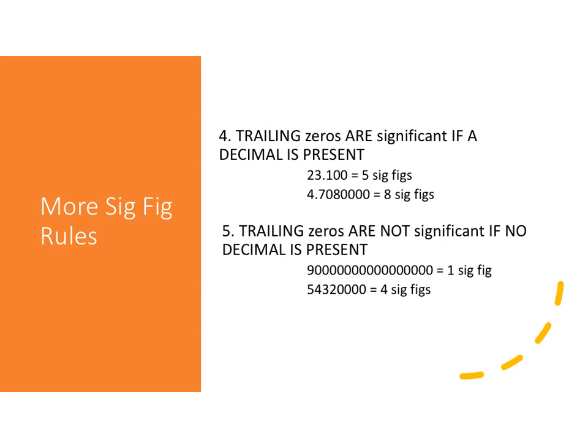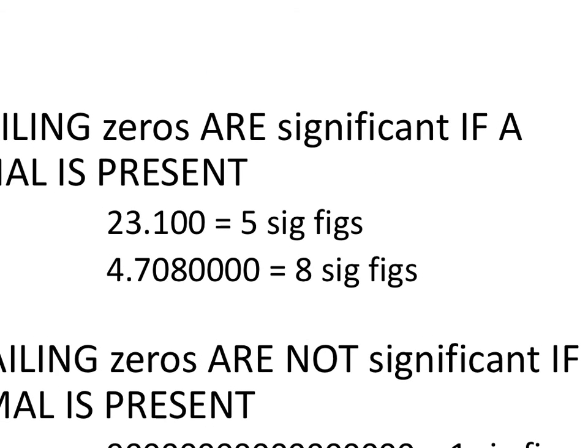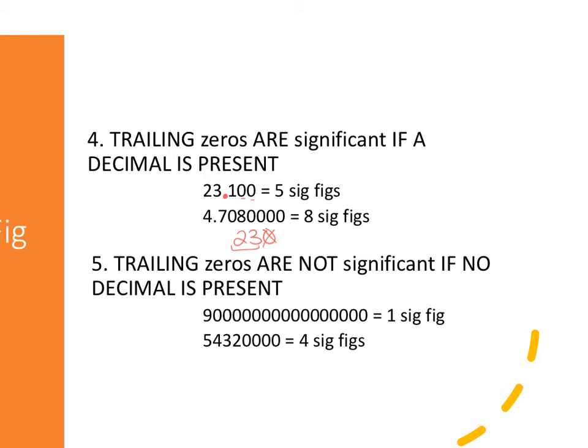Trailing zeros are significant if there is a decimal place. Do you see how there is a decimal point here, and then it includes the 0? That is telling me that it is certain out to the thousandths place. Whereas if I write 230, with no decimal point, that 0 is not significant. It's only significant for the first 2. So those trailing zeros at the very end are only significant if there is a decimal.